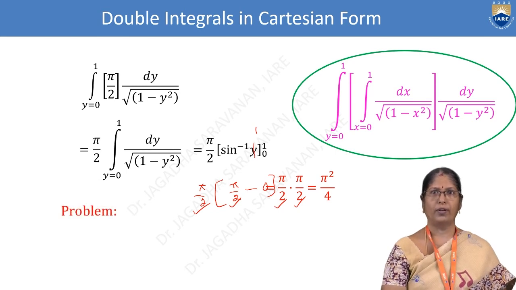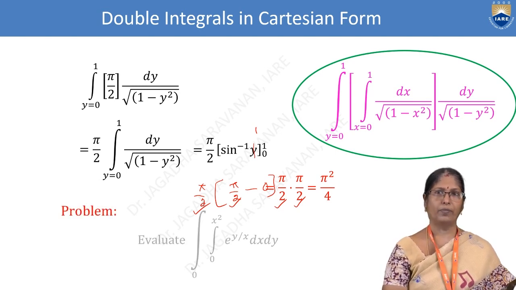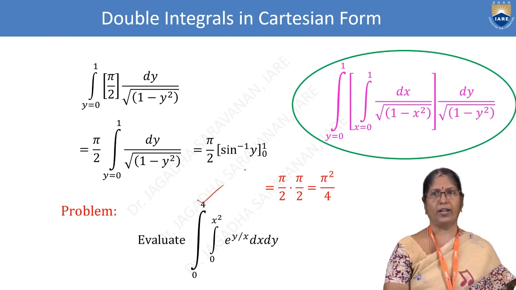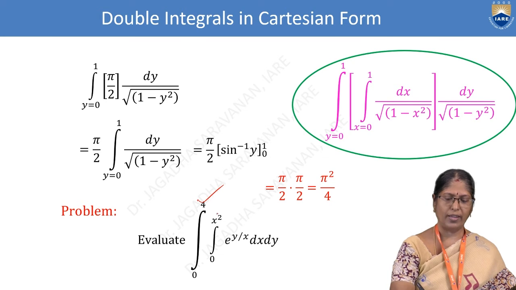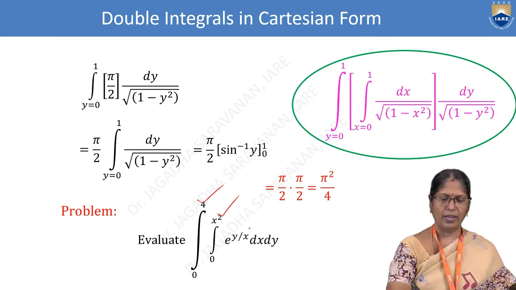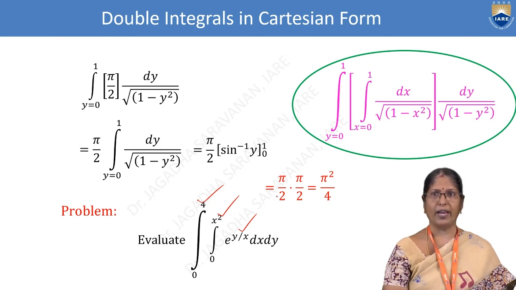The next problem: evaluate the outermost integral 0 to 4, the interior one 0 to x square, e power y by x dx dy.